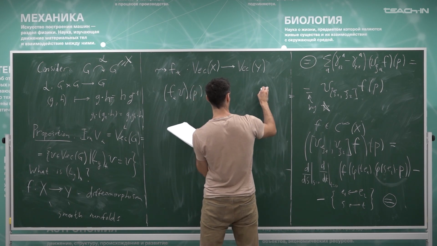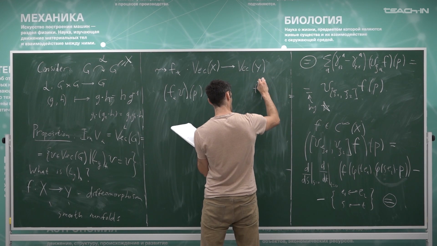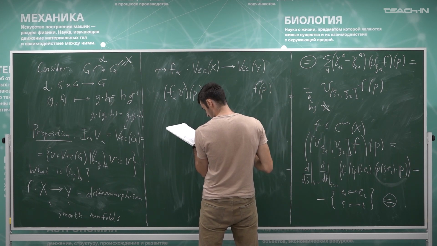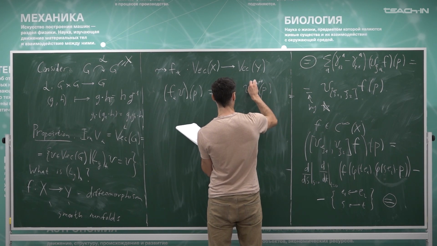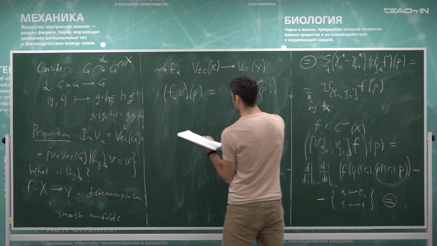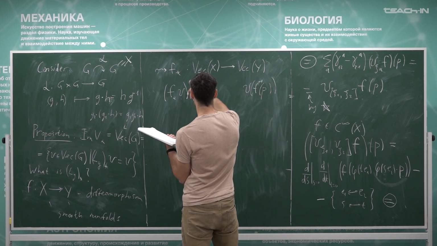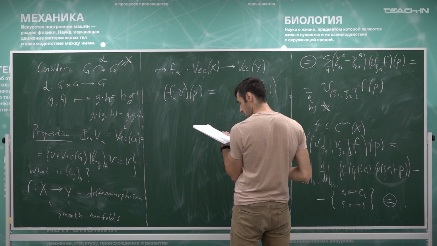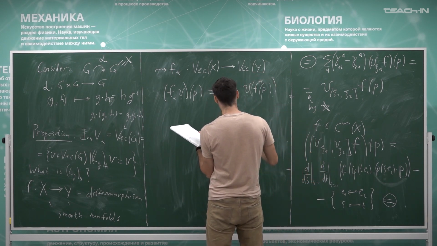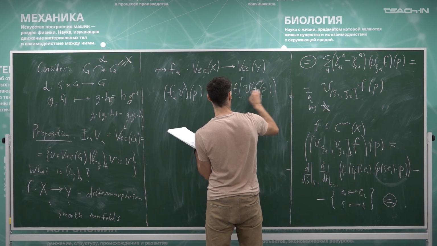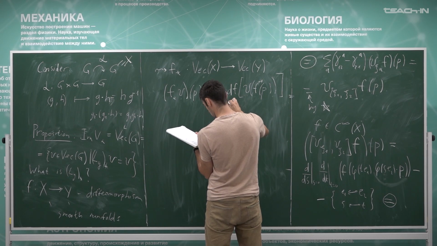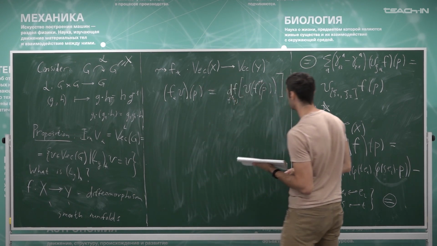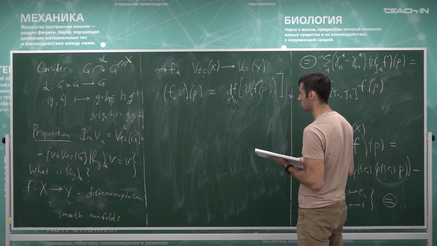I take P, a point in Y, and map it back to X. Then I can consider V at this point. V is a vector field on X, so this is a tangent vector at the point F inverse of P. And then I consider the differential of F applied to it, at the point F inverse of P. So this is just the definition.